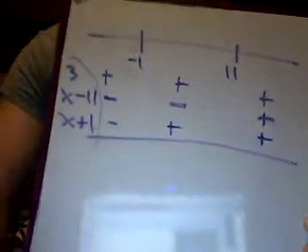And then for the factor x plus 1, anything less than negative 1 is going to be negative. And then it's going to be positive between negative 1 and 11, and positive for anything greater than 11. So your sign chart will look like this. And it's going to be positive to negative to positive. That's what f prime is doing.